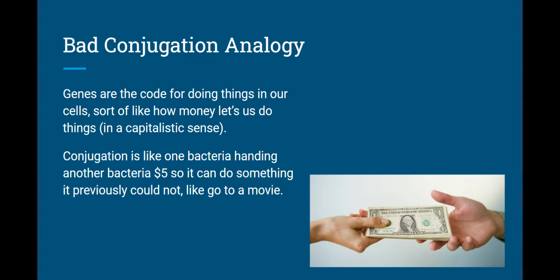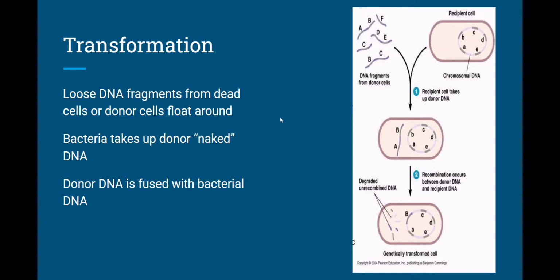Genes are the code for doing things. A new gene allows you to do something new in your cell. And since we live in a horribly capitalistic society, it's sort of like how money lets us do things in our world. So conjugation would be like one bacteria handing another bacteria $5 so it can do something it previously could not, like go to a movie. That would be its protein that it's now making, the ability to see a movie. Like I said, it's not great.